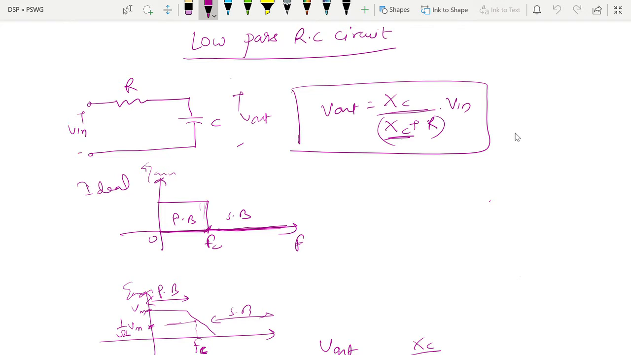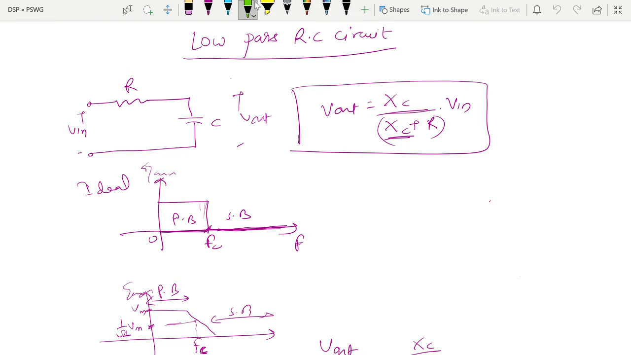From KVL, Xc, the reactance of the capacitance, divided by the impedance of the whole circuit. By the voltage divider rule we get this output voltage with respect to the input. After that, how will it perform as a low pass RC circuit?